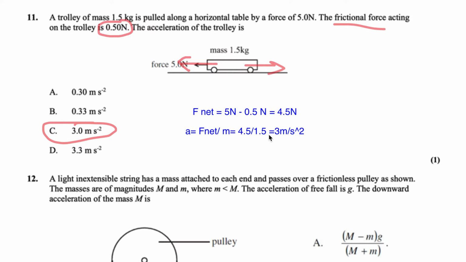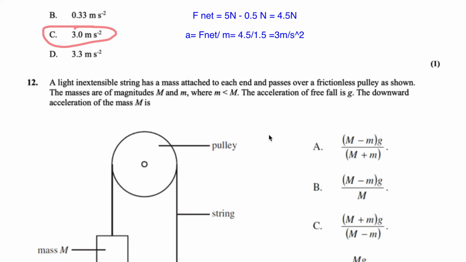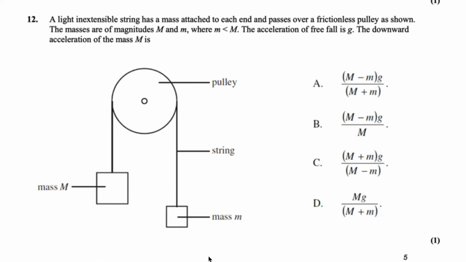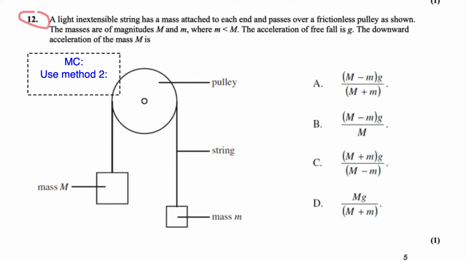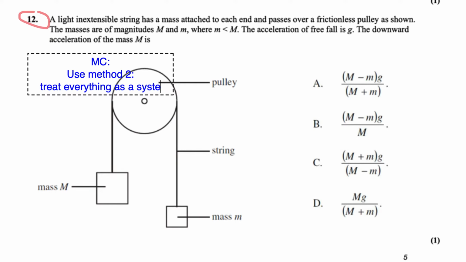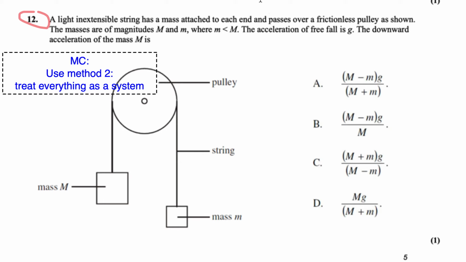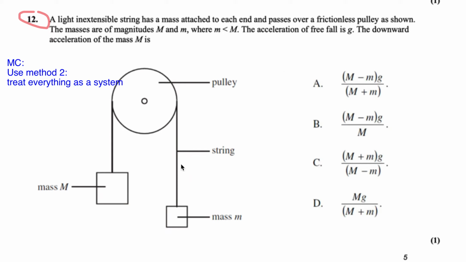And then for question 12, we can do a free body diagram and analyze each of these. But this is a multiple choice question, and for multiple choice questions, we always use method 2: treat everything as a system. So treat everything together as a system. In this system, you only have two things.